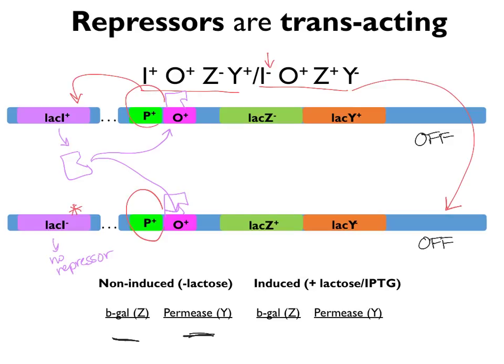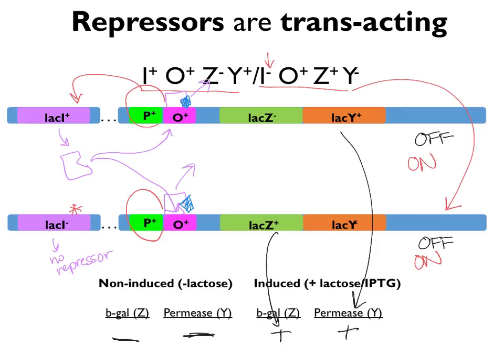Now when we add lactose, when we induce the system, lactose acts as an allosteric inhibitor, and so again it will cause the repressor proteins to come off of the operator, turning transcription on. And so we have functional LacZ being produced from this copy, plus functional LacY being produced from this copy, plus.